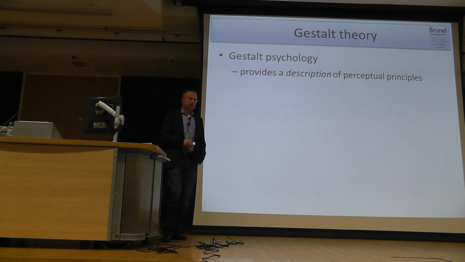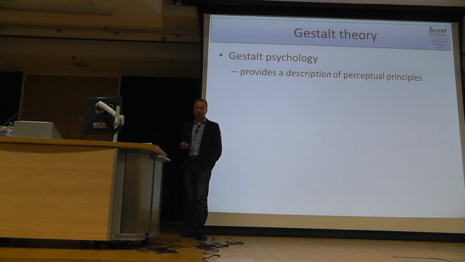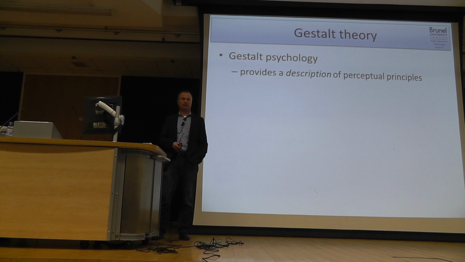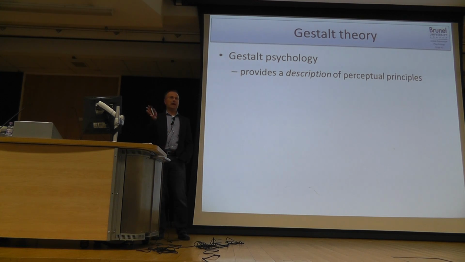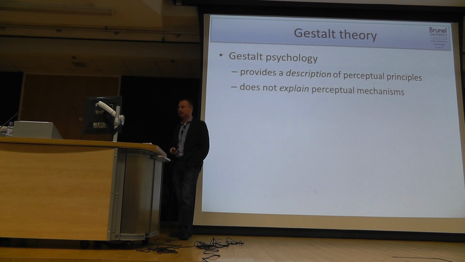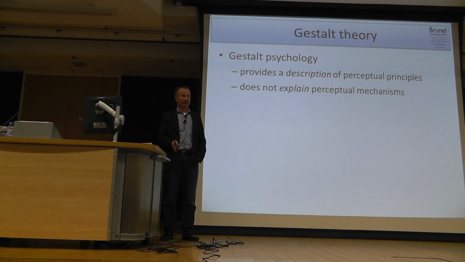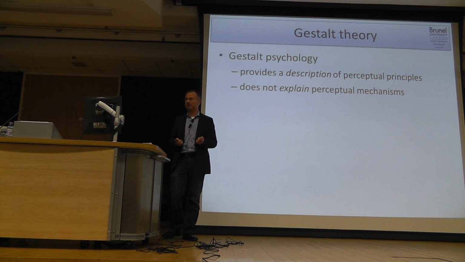So what does Gestalt psychology do? It provides a description of perceptual principles. We will see in a moment it describes how we perceive things, and it is doing that very well. However, one of the major disadvantages is that it does not explain anything. It just describes but does not explain. There's no model, there's no theory, there's no proposed mechanism or anything like that.